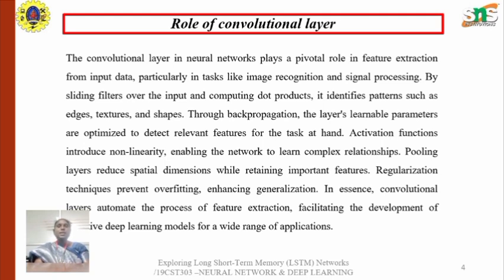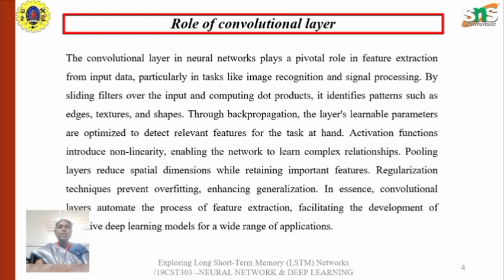Feature learning: by applying the learnable filters to the input, the convolutional layer automatically learns meaningful features from the raw pixel values, such as edges, corners, and textures. These features are progressively combined and refined in successive layers to form a more abstract representation.